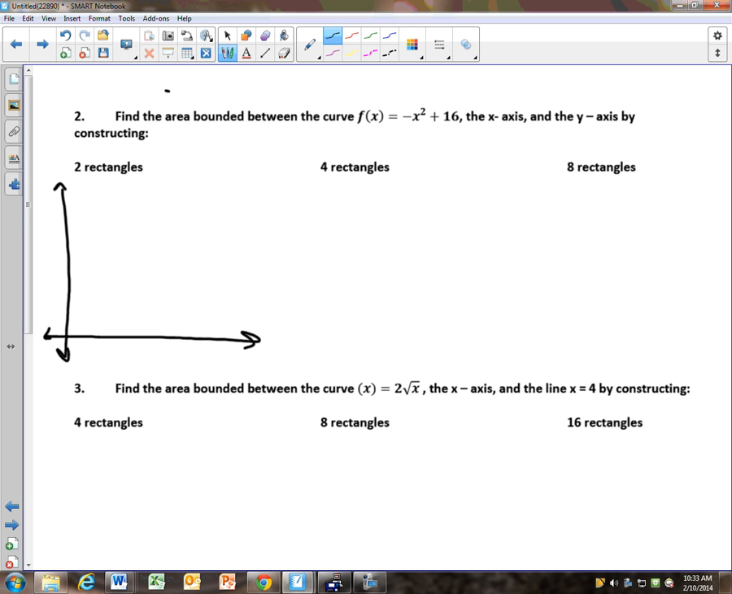Okay, let's switch it up a little bit. Now it's negative x squared plus 16. Okay. This is a parabola that's shifted up 16 that's upside down. I want to find the area bounded by the x-axis and the y-axis. What do I need to know? Yeah, where does it cross right here? 4. Very good. If you solve that equals 0, you get 4.